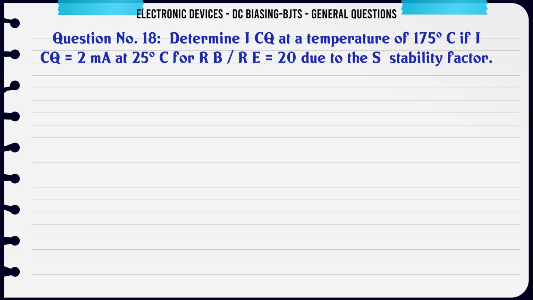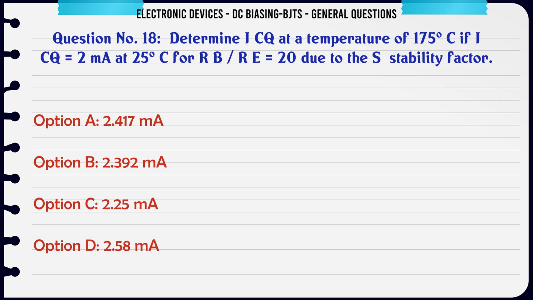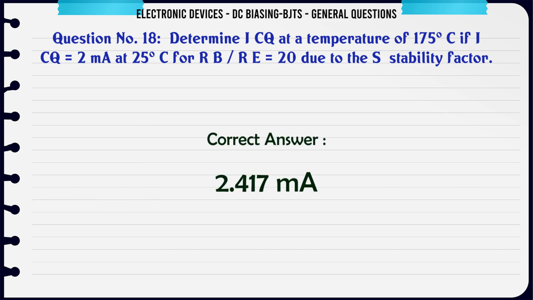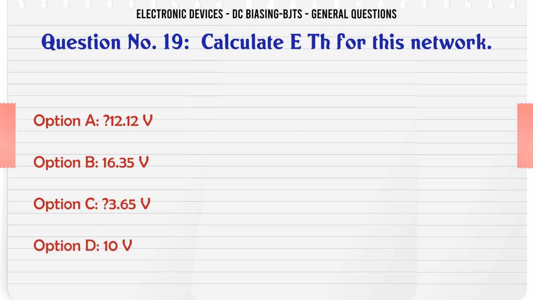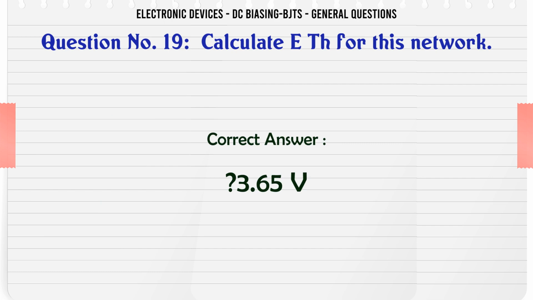Determine ICQ at a temperature of 175 C if ICQ 2 mA at 25 C for RB/RE 20 due to the S stability factor. A 2.417 mA, B 2.392 mA, C 2.25 mA, D 2.58 mA. The correct answer is 2.417 mA. Calculate VE for this network. A 12.12 V, B 16.35 V, C 3.65 V, D 10 V. The correct answer is 3.65 V.